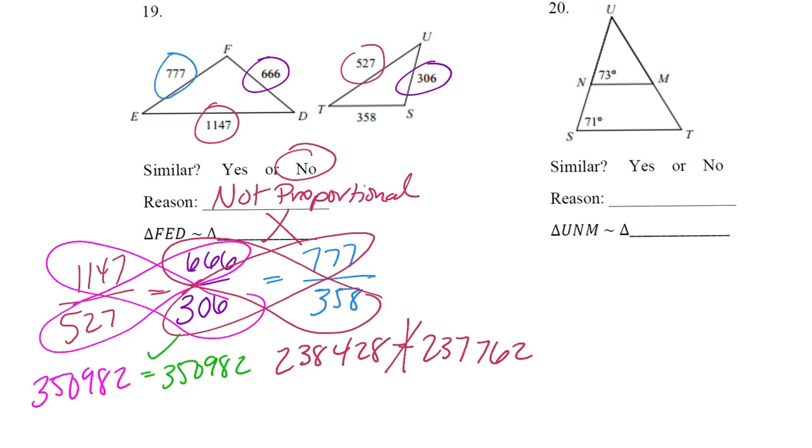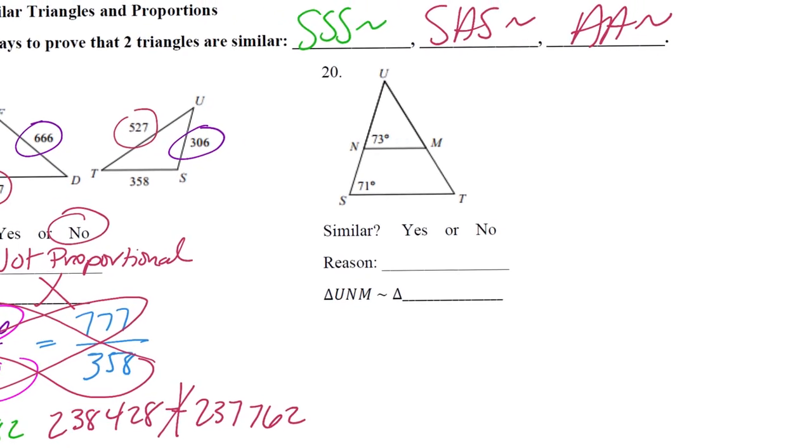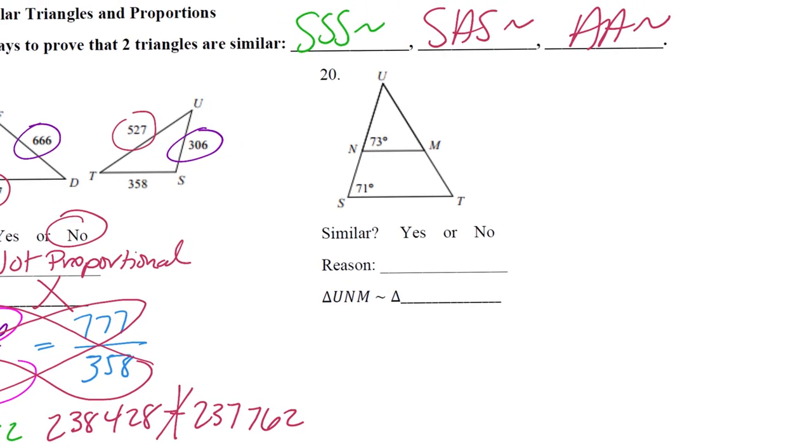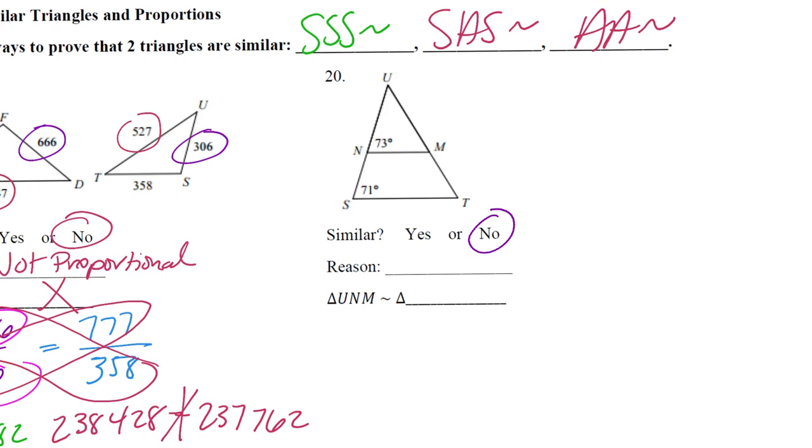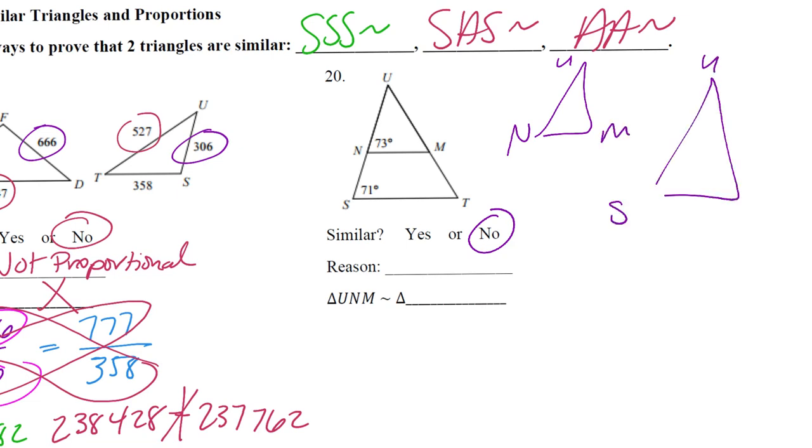All right, looking at number 20, same thing. You've got to use one of our three options. So we have a set of angles, but they are not congruent. So this is going to be not similar because we only have one set. If you draw your small triangle, UNM, and your big triangle, SUT, you do have that similar angle up there at the U at the top. But if you notice, 73 and 71 are not congruent, so the answer is no. Not enough, not congruent angles. Then we don't fill in the congruent statement there.